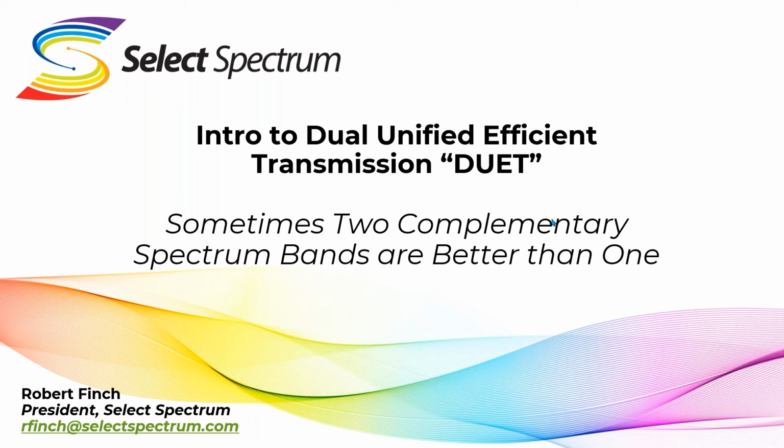We'll be talking about an introduction to dual unified efficient transmission, DUET. So dual unified efficient transmission, that's our acronym. Others call it other things, as I'll show. The use of two different frequency bands to get overall a more cost-effective and better solution to private network requirements, private wireless network requirements. And I'll describe why that can be the case.